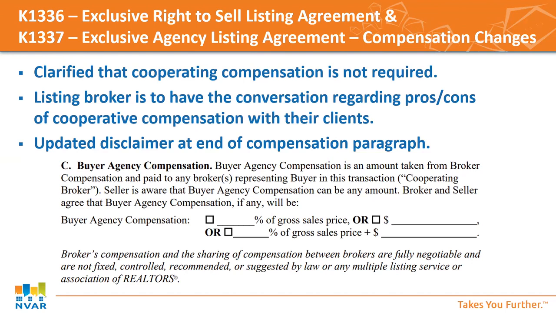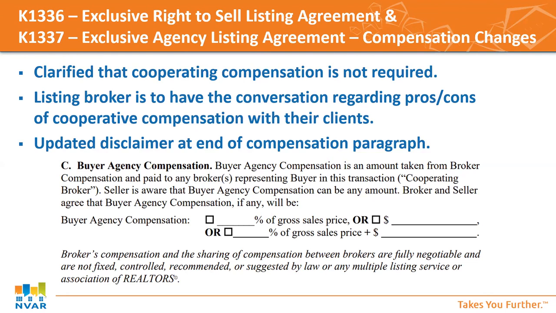So, yes, again, we have clarified that cooperating compensation is not required and that the listing broker is to have the conversation regarding the pros and cons of offering cooperative compensation to their clients, should they so wish. We've also updated the disclaimer at the bottom. This is essentially what the new paragraph looks like. So in the listing agreement, paragraph 12 is the broker compensation paragraph. Part C identifies what the cooperating broker or the buyer's broker receives. So this is the paragraph that we've most revised.